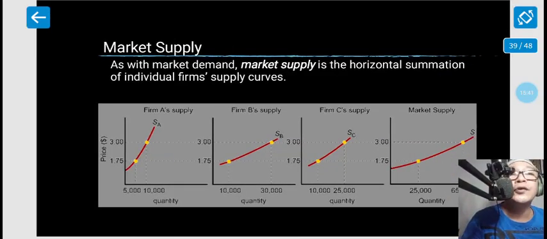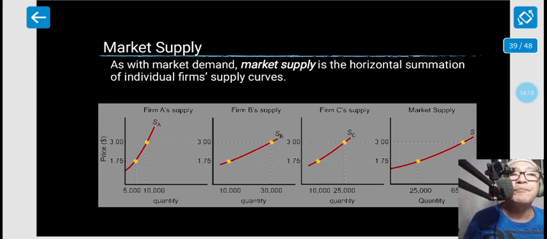So kung maalala nyo doon sa ating previous PowerPoint or slide, meron tayong market demand. So it's the sum or the totality of all the players or all the aspects of our economy na nagde-demand for that certain product. Okay? Dito naman meron din tayong market supply. So it says here, as with the market demand, market supply is the horizontal summation or totality of individual firm supply curves.